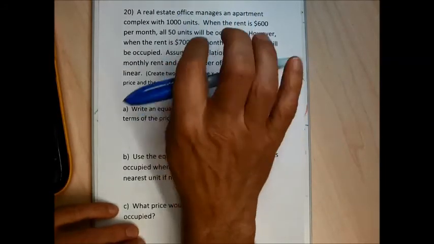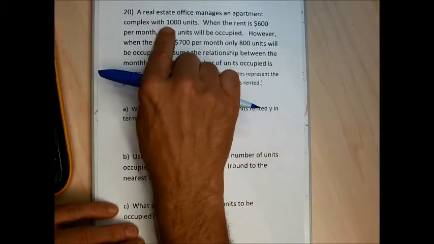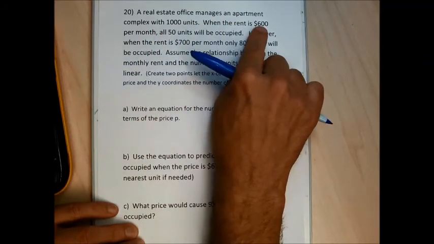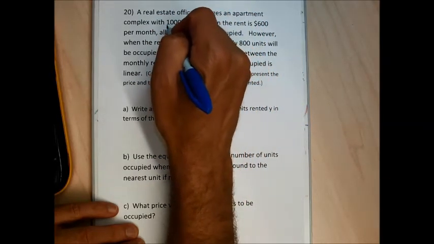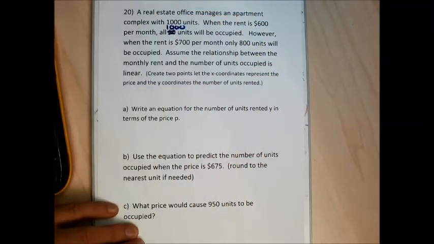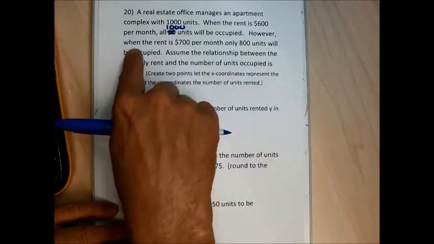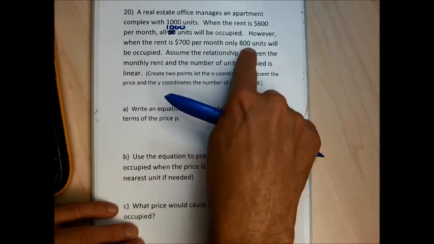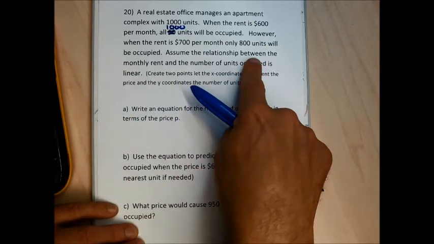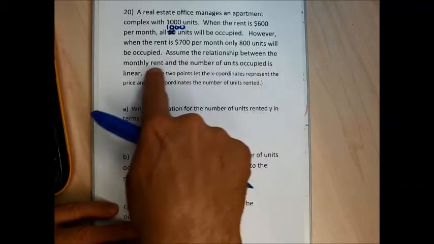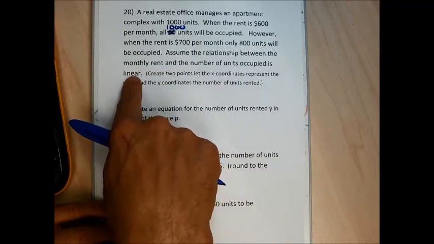A real estate office manages an apartment complex with 1,000 units. When the rent is $600, all 1,000 units will be occupied. However, when the rent is $700, only 800 units will be occupied. Assume the relationship between the monthly rent and the number of units is linear, which means we can come up with an equation of a line to model this number of units rented.